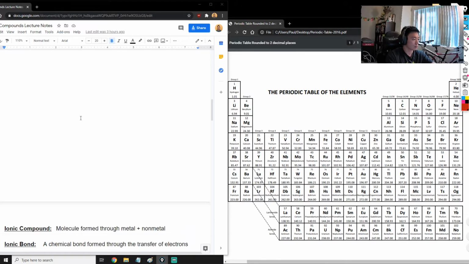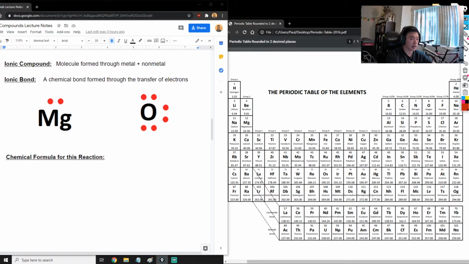Alrighty, so like we said earlier, an ionic compound is an element or a molecule that's formed with a metal and a non-metal. And the name makes sense because it has to do with ions, right? One of the elements turns positive, one of the elements turns negative, and the ions come together and they make an ionic compound. And so they form something called an ionic bond. It's basically a chemical bond, a chemical connection that's formed when electrons move.